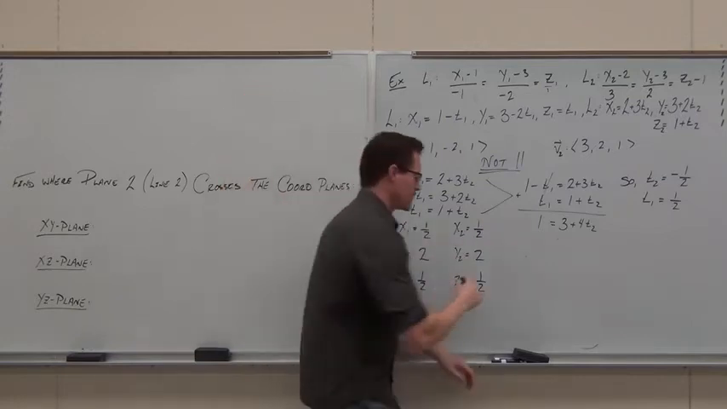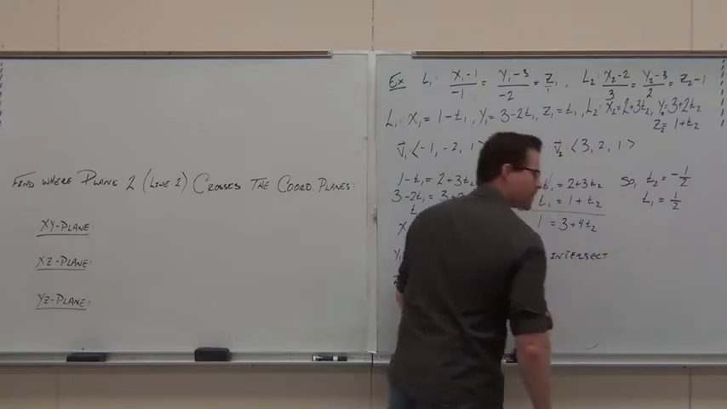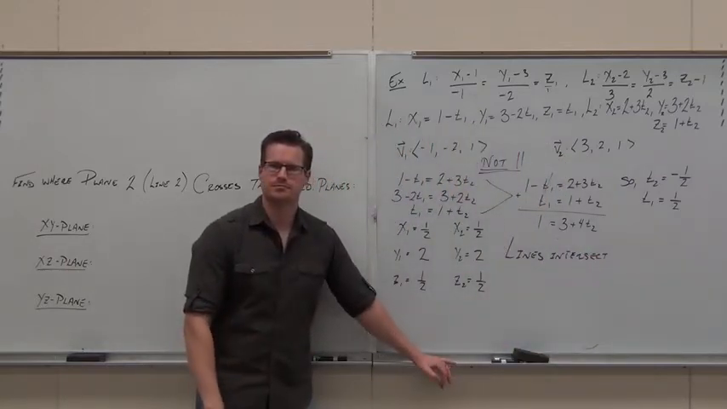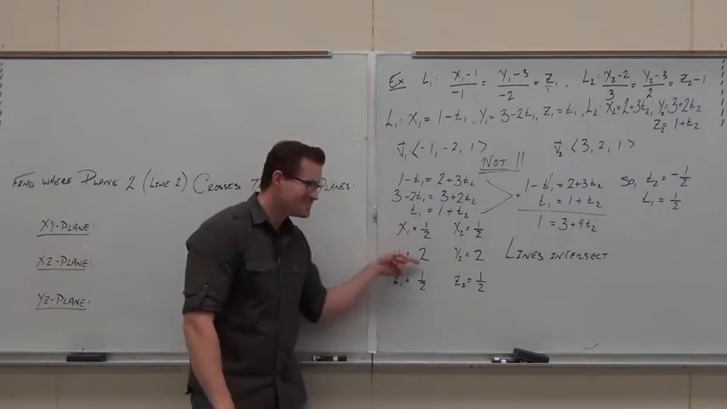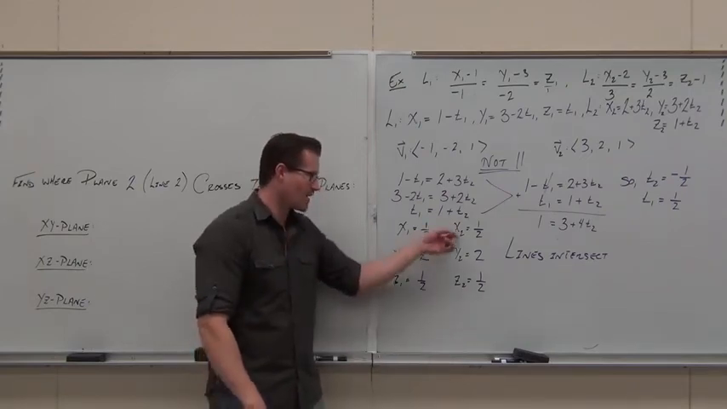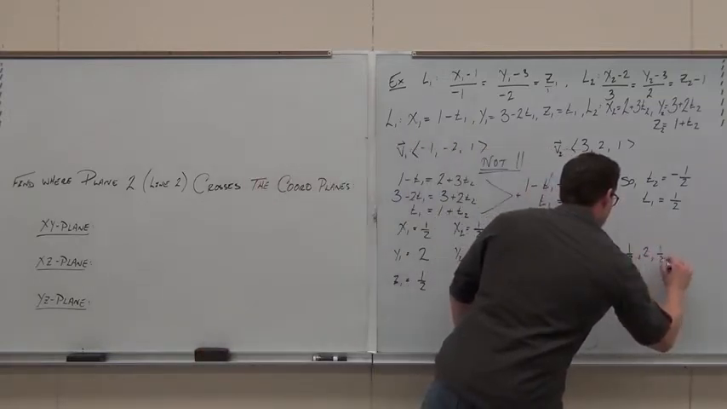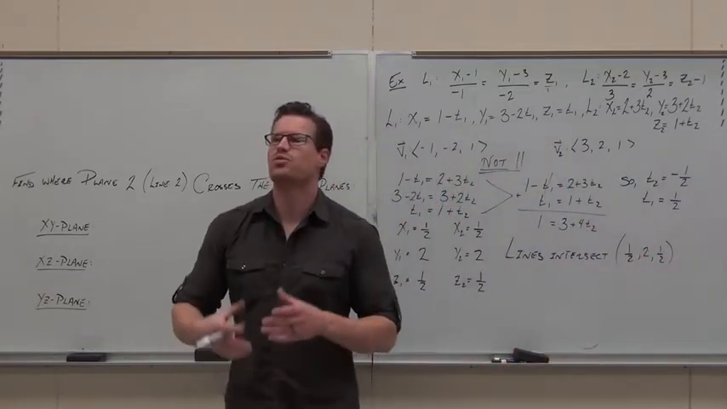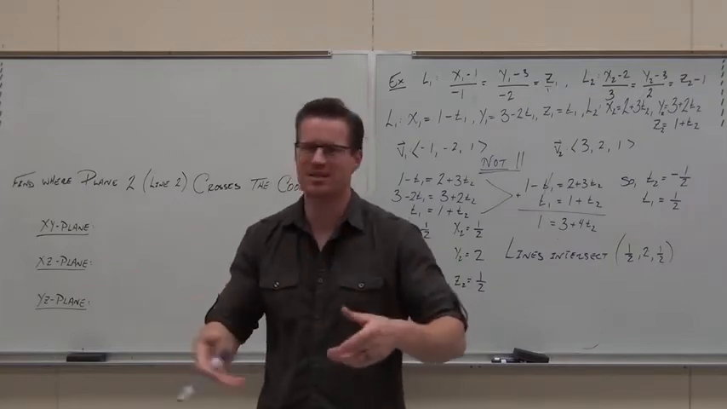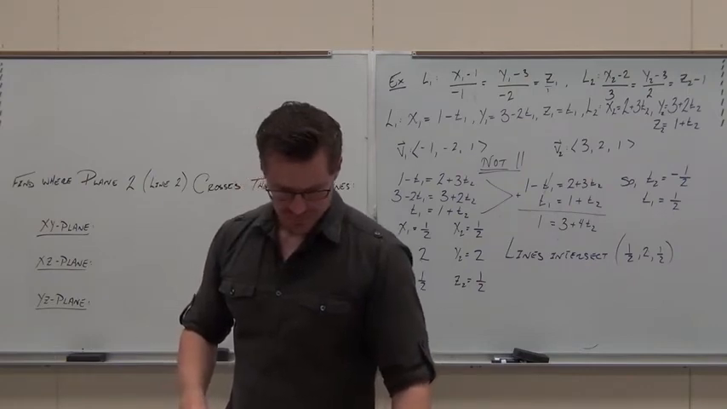So these lines intersect. At what point? Time. Well, you found the point: X1, Y1, Z1, or X2, Y2, Z2, this is the same thing. They intersect at the point that we just found. That's why we said they intersect, because it was at that point. It seems trivial, but you need to understand that. Are you okay with it?